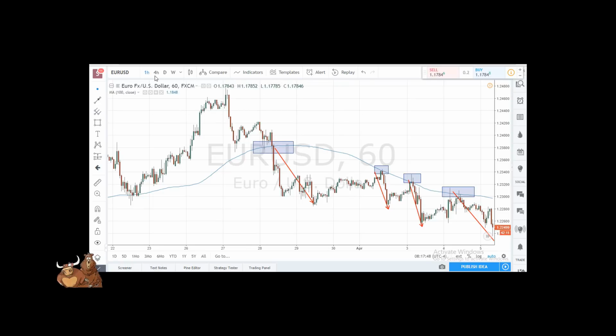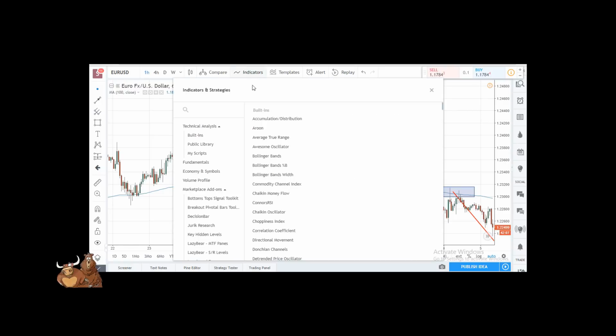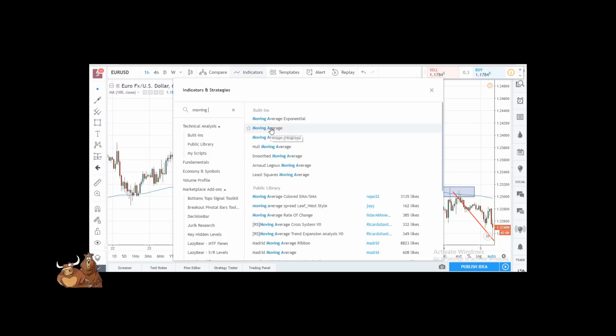So if you're using TradingView for charting like I am, you just go to indicators, and then here in the search bar you write moving average, and here you can see we are talking about this one, the first one, simply because this is the simplest moving average. You have other ones like the exponential one, which are more complicated to use, but now we are just going to talk about a simple moving average and how to incorporate this indicator into your trading.